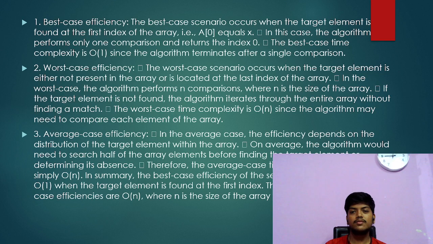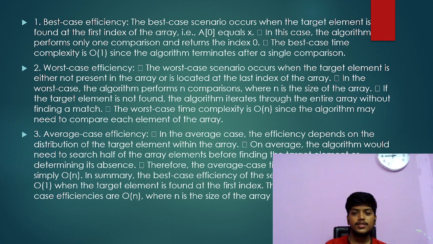Worst case scenario occurs when the target element is either not present in the array or is located at the last index of the array. In the worst case, the algorithm performs n comparisons, where n is the size of the array. The algorithm iterates through the entire array without finding a match. In the average case, the efficiency depends upon the distribution of the target element within the array. On average, the algorithm would need to search half of the array elements before finding the target element or determining its absence.